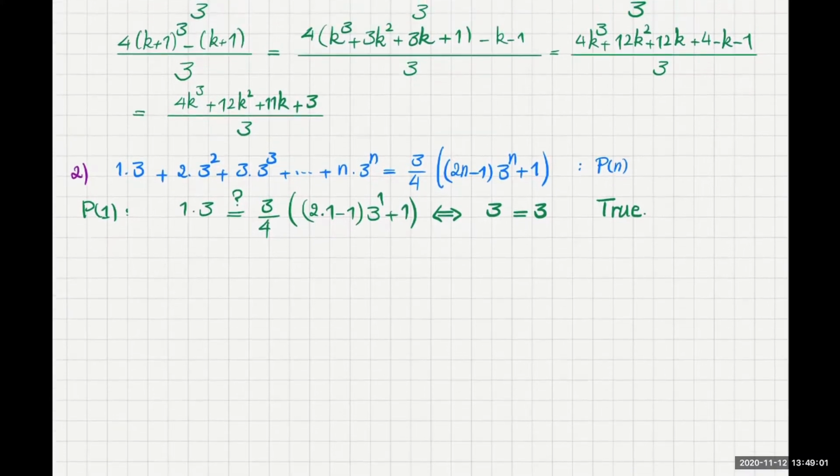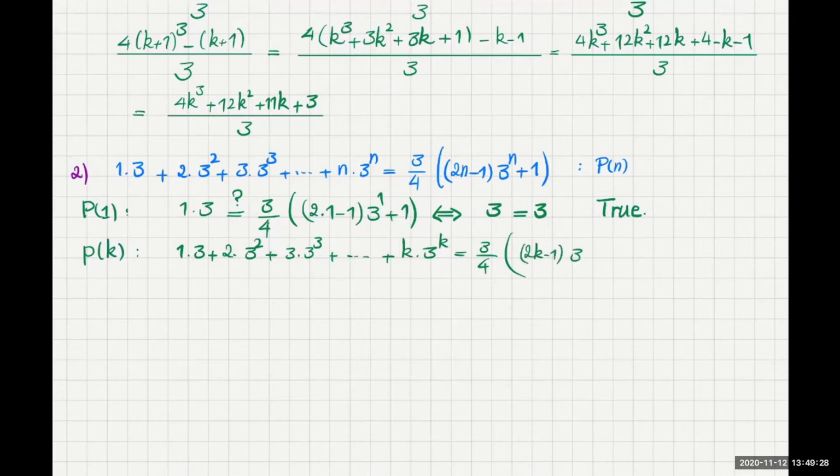Yes? And then what I do, I consider that this is true for k, for a natural number k. 1 times 3 plus 2 times 3^2, and so on. This is very easy to write. You just replace n with k everywhere. You don't need to be careful at all. So k times 3^k, the right-hand side is 3/4 of this expression (2k - 1) times 3^(k+1). Yes. And then I am supposed to write k + 1. This is assumed to be true. This is the assumption.